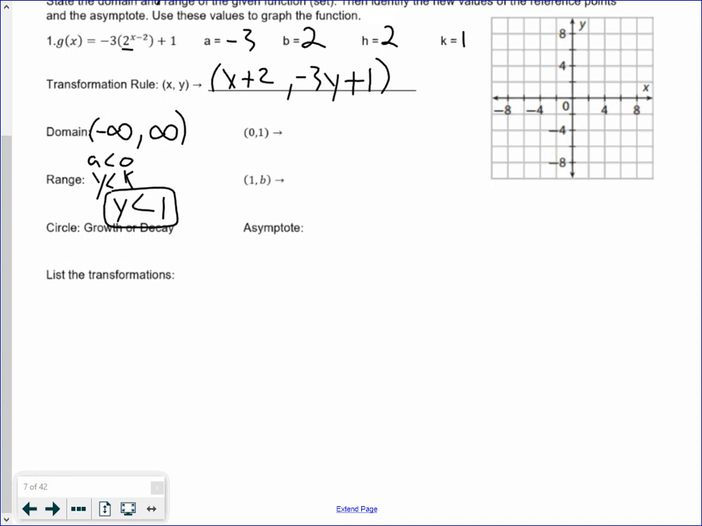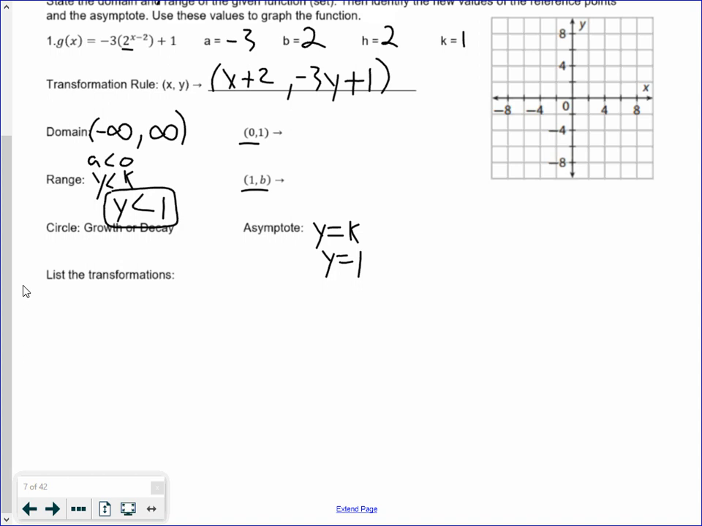Is it a growth or decay function? We'll come back to that in a bit once we actually graph our function. But before we do that, we know what our asymptote is. We just talked about that. Our asymptote is always y equals k. So in this case, it's y equals 1. And now we have 2 reference points for our parent function with a b of 2. So we can take these points, plug them into our transformation rule to get our new transformed points.